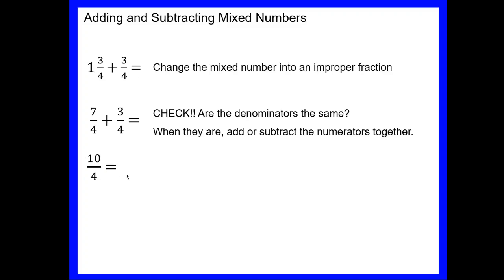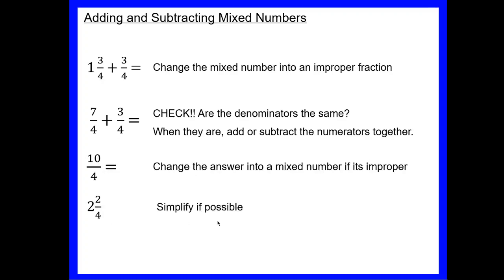Finally then, we need to simplify and change it back into a mixed number because at the moment it's top heavy. Now you have a choice. You can simplify first and then change to a mixed number, or you can change to a mixed number and then simplify. So let's change it into a mixed number. 4 goes into 10 2 whole times with 2 remaining, which go back over the 4. And now I need to check if I can simplify. The 2 is fine, but 2 quarters is the same as a half. So I get 2 1/2.